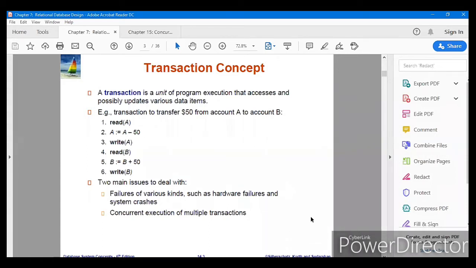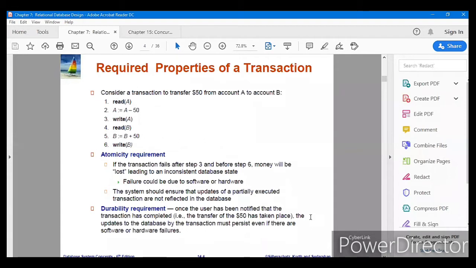Okay. Going to the next slide. What are the required properties of a transaction?